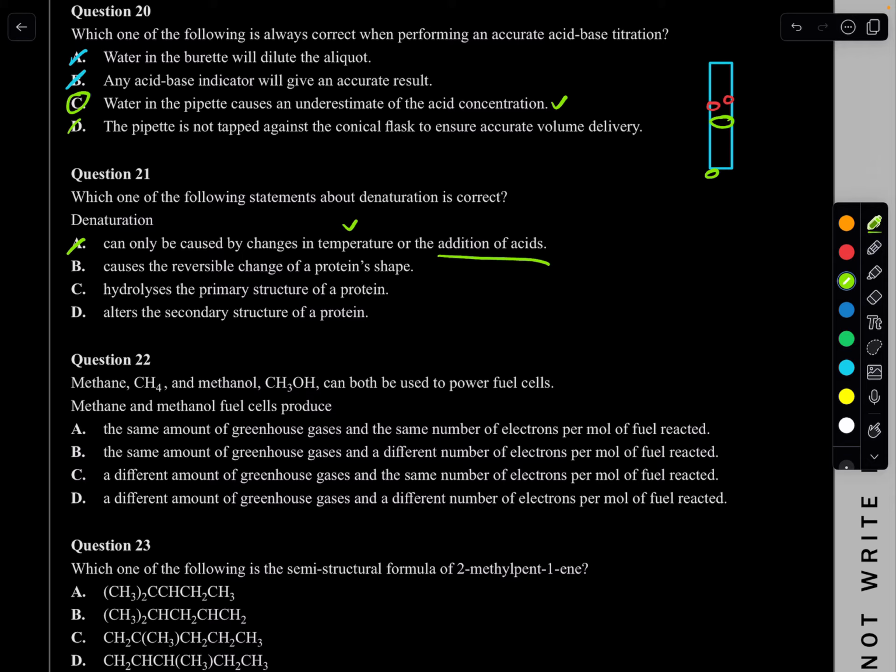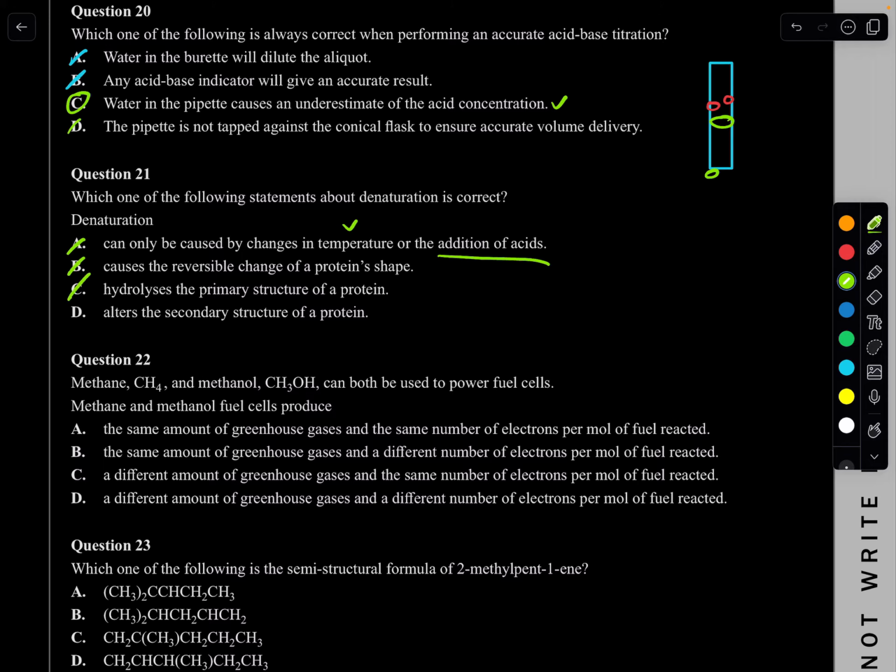B, causes the reversible change of a protein shape. Rubbish. Denaturation causes an irreversible change. You cannot bring it back to the original shape. C, hydrolysis is the primary structure of a protein. No, absolutely not. Remember, denaturation only affects the secondary, tertiary, and quaternary structure of a protein, not the peptide linkages between them. Absolutely not.